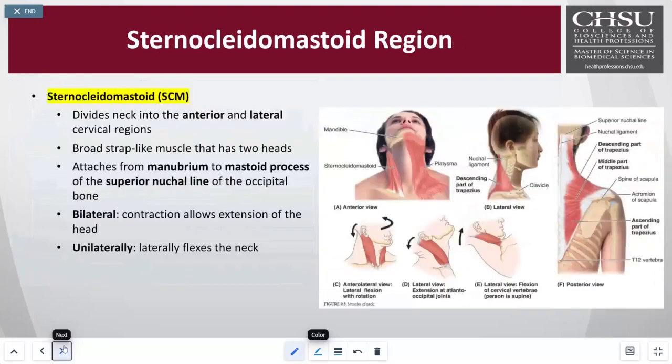Okay, so the next one is the SCM muscle. We're going to abbreviate that as the sternocleidomastoid. SCM divides the neck into the front and the lateral sides. Key items to be mindful of are the actions. As I said before, make sure you know them well. There are 2 key actions. It contracts, allowing extension of the head. That's number 1. And also unilateral lateral flexion, so left and right movement, shaking your head. And then on the right side, you can see the picture.